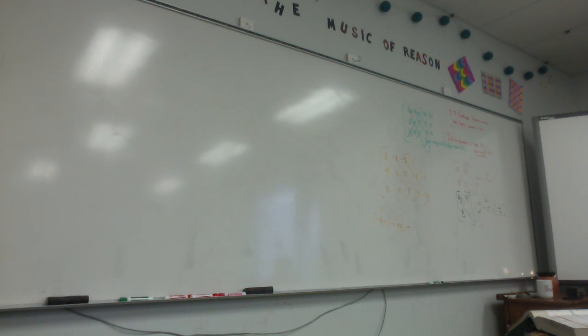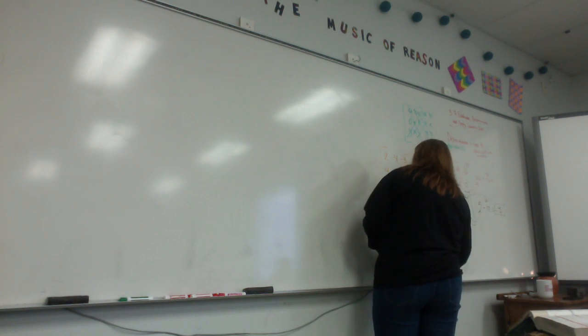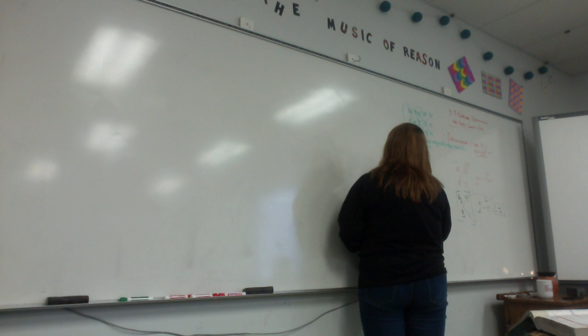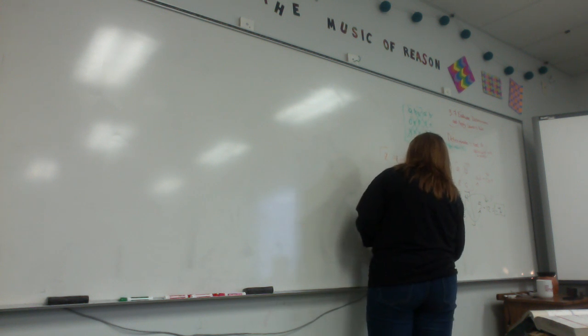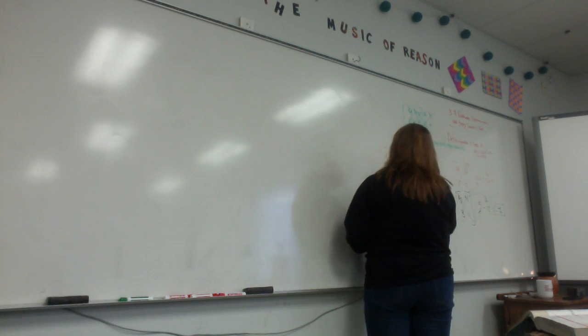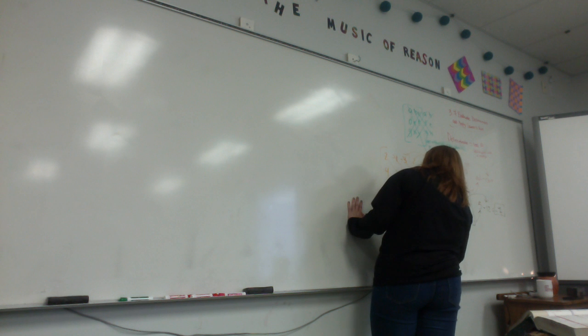So what do I need to do? 3 times 1 times negative 3. What's 3 times 1 times negative 3? Negative 9. So this is going to make this right here. Now, negative 4 times 0 times 2. That'd be 0.